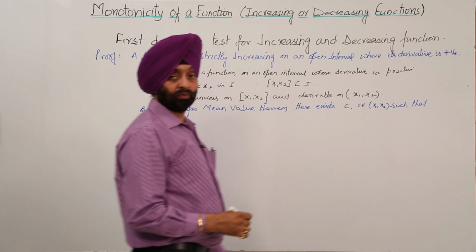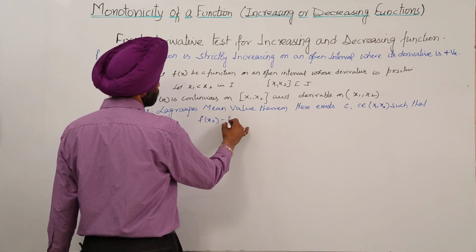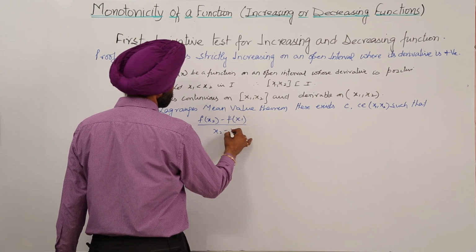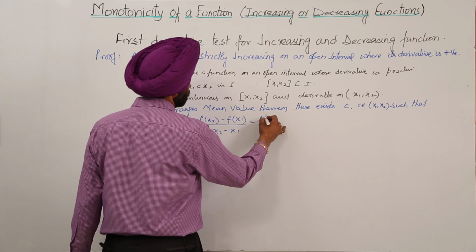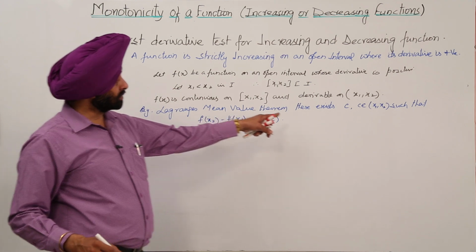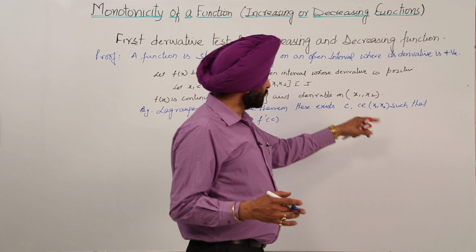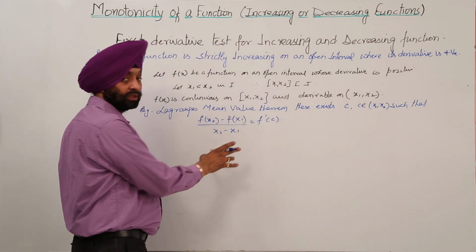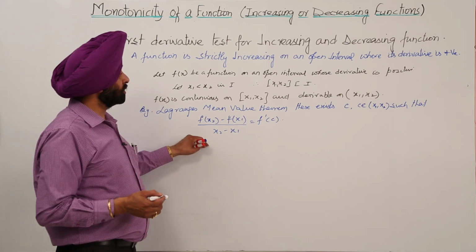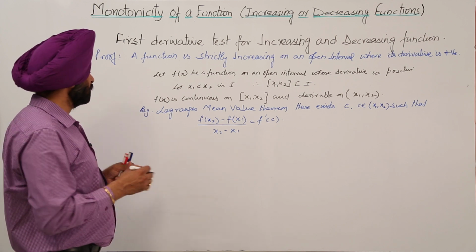Now what was the theorem for that? f(x2) minus f(x1) upon x2 minus x1 is equal to f derivative c. There exists a small value c in between x1 and x2 such that we have to apply for this condition. This is the Lagrange's mean value theorem, and with the mean value theorem now we are going to show that a function is strictly increasing or strictly decreasing.